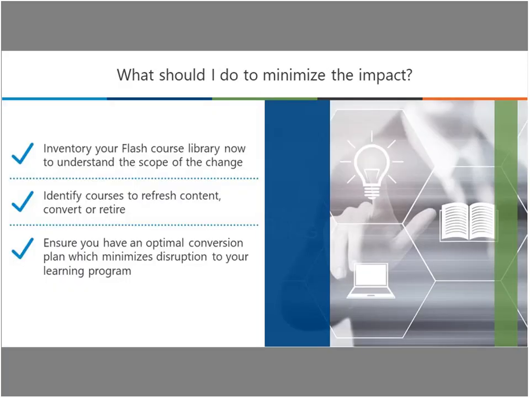So what should you do to minimize the impact? The first thing to do is get an inventory of your Flash library right now in order to understand the scope of what you're looking at. Now, some of our clients have a moderate number of courses inside of their course inventory, maybe 50 courses, and other clients may have 600, 700, 1,000 courses inside of there.